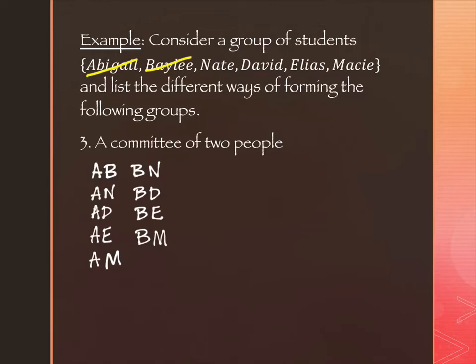Now we have Nate. Nate and who? Nate and David, Nate and Elias, Nate and Macy. And you notice the list gets one shorter every time, right? Because I've already included them in some of the previous lists. So that's a pattern that we're going to see keep going. Next one, David. So David and Elias, and David and Macy, and then my last one is Elias and Macy.